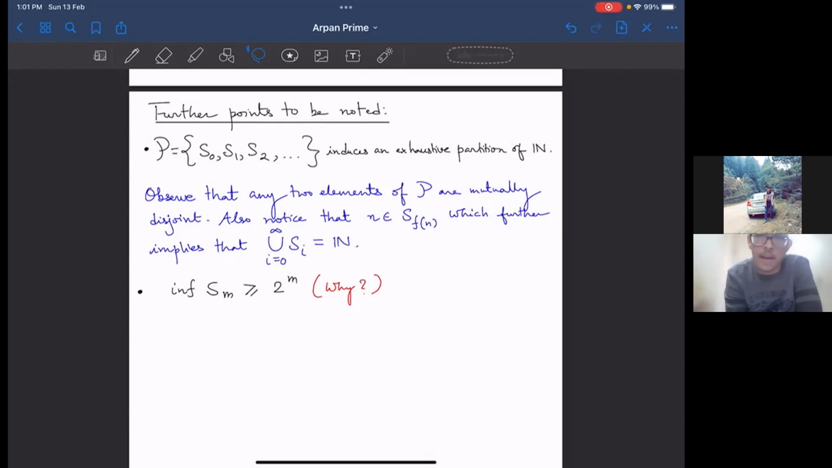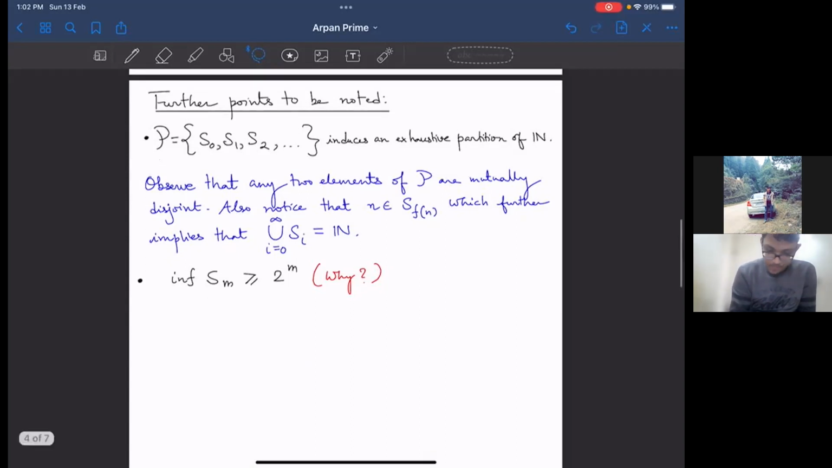So 5 will be mapped to S1, because it's just 5 power 1, so the sum of exponents is 1. Another small point is that the infimum of Sm is greater than or equal to 2 power m. I shall leave it to you to see this. This is very easy.